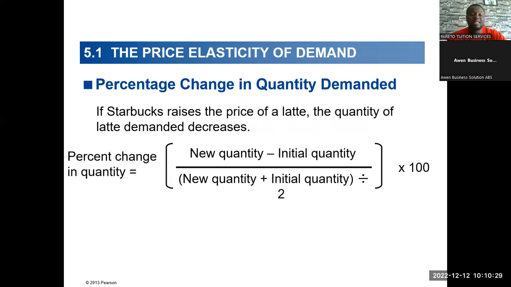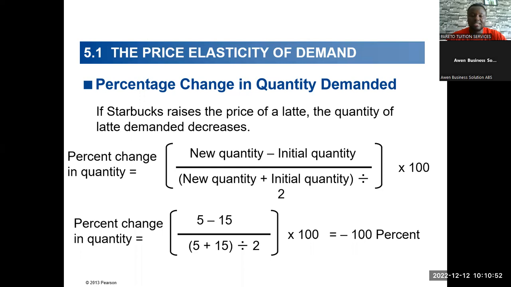Now, assuming that after the increase in price by Starbucks, we know that quantity demanded fell. When we increase price, we demanded less. So if you want to find the percentage change in quantity, then the formula will be new quantity minus initial quantity. Then we add the new and the old, we divide it by 2, times 100%. The value that you get will be the percentage change. So assuming that after the increase in price of a latte, the quantity demanded fell from 15 to 5 units, how do we get a percentage change in quantity?